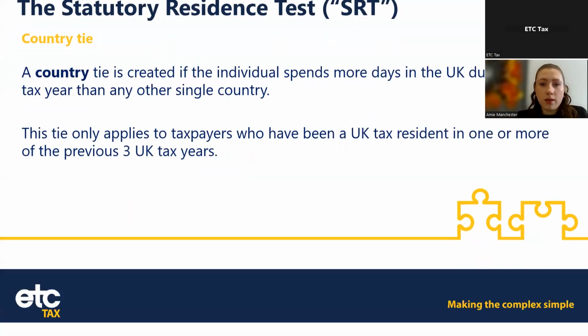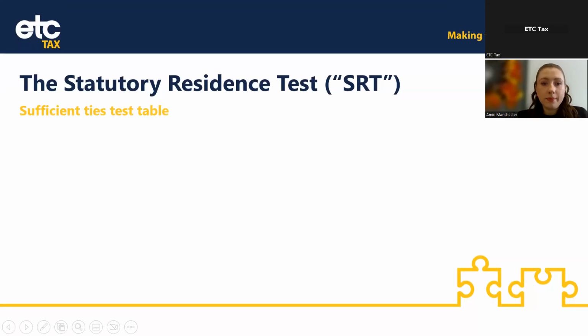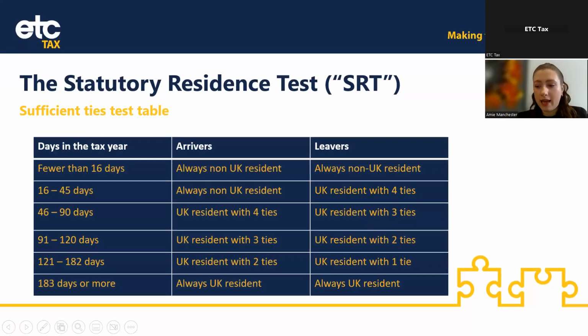So now we understand all the ties. Let's move on and have a look at the table so we can clearly see how they play into it and what the ties mean in terms of residence. As you can see here, the table summarises the days allowed in the UK before triggering UK tax residence. It is slightly different for arrivers and leavers. Residence has what we call an adhesive nature. It's quite difficult to shake off.